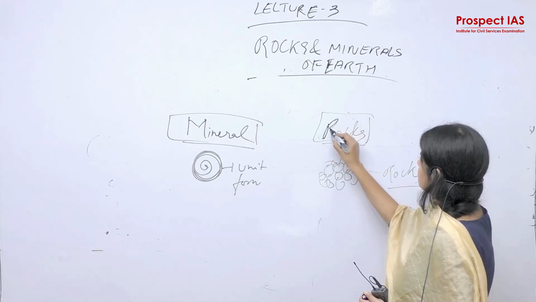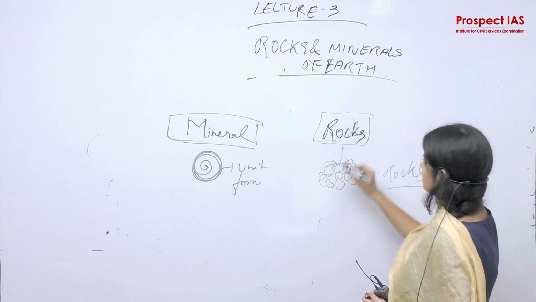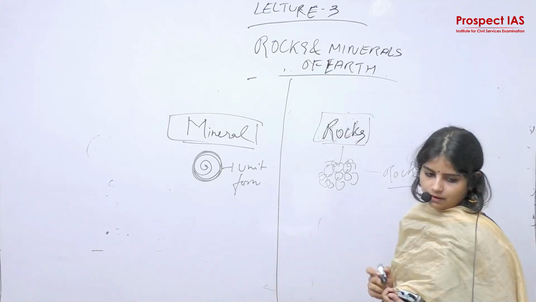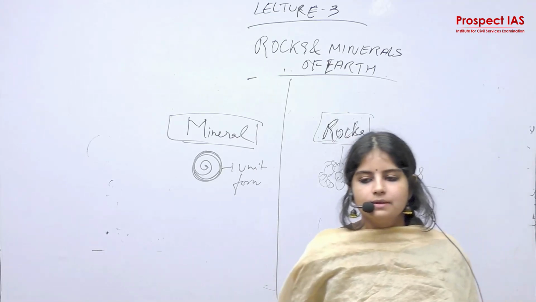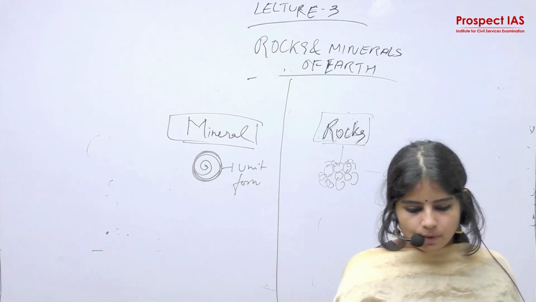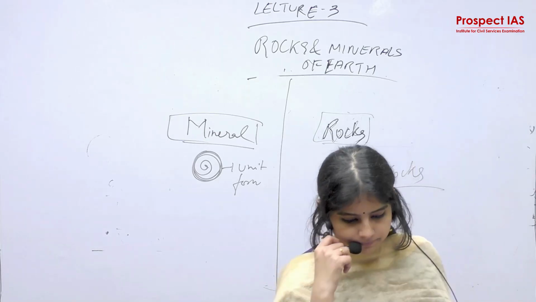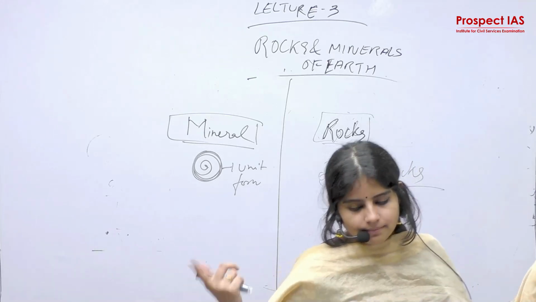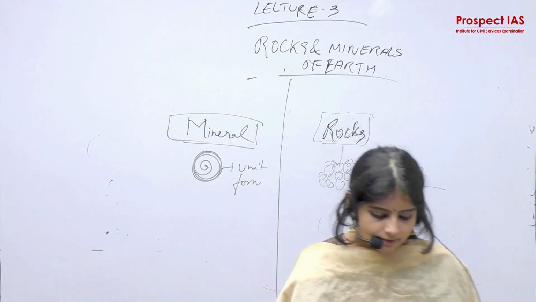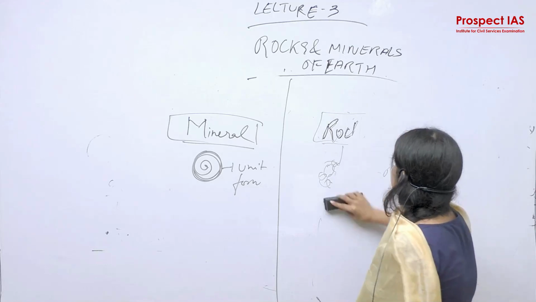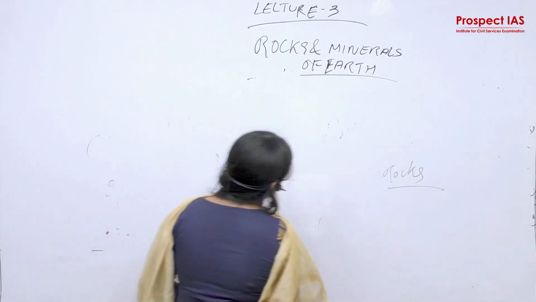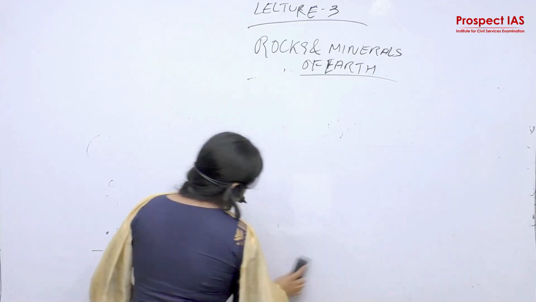So rocks. So this is the basic difference between mineral and rock. Now you can write types of minerals. What are the types of minerals? You can write. Basic type is metallic and non-metallic. And in metallic you can include ferrous, precious and non-ferrous, right?